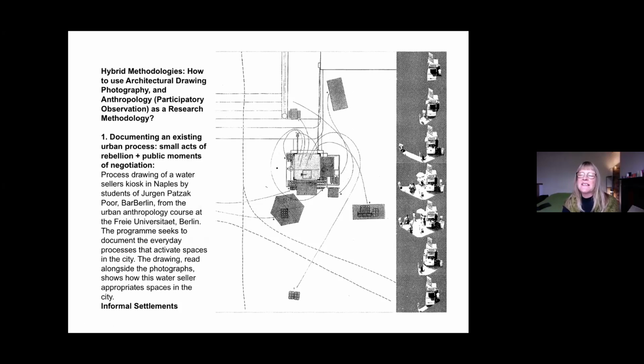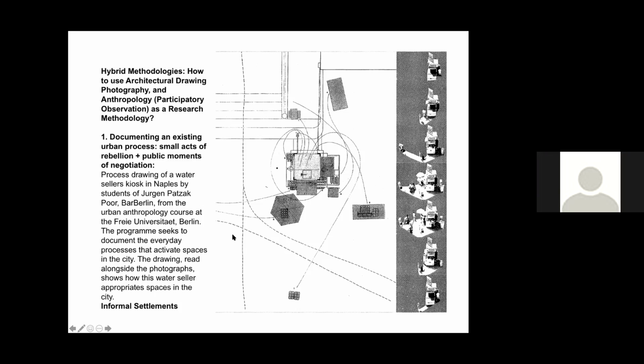And this is an example of how you could map how a space is appropriated by a water cellar. This one is in Naples. It wasn't one of my students that did this, but they started off by photographing this closed water cellar's shop at the top, and then bit by bit how he moves bits out of the shop to appropriate space around it, and then eventually retracts back and closes up.